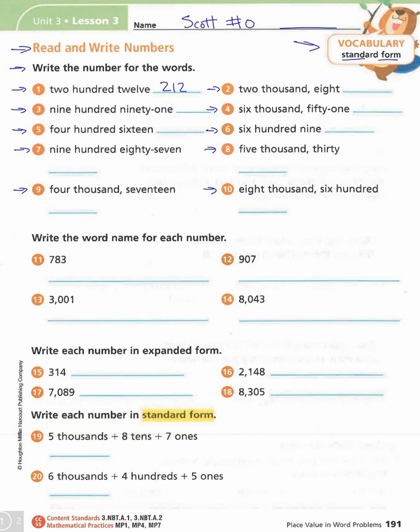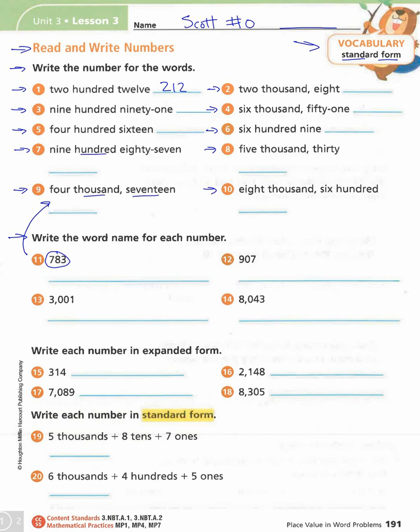All right. So now we're going to go on down to this next section that says write the word name for each number. What they want us to do is they give us the number like 783, and they want us to write it like we did up here. We're going to use the word form. So this is the word name for each number.